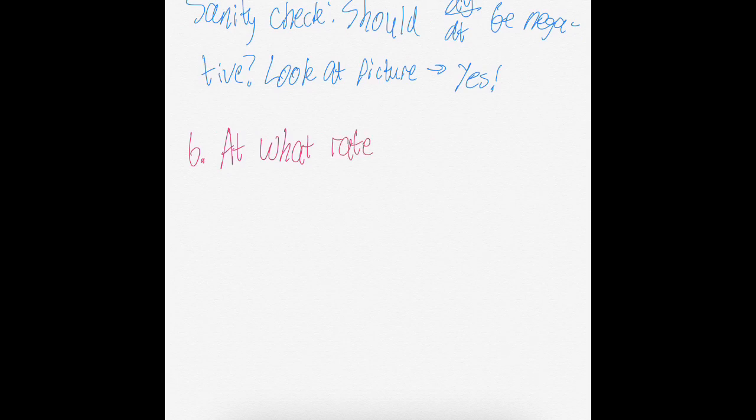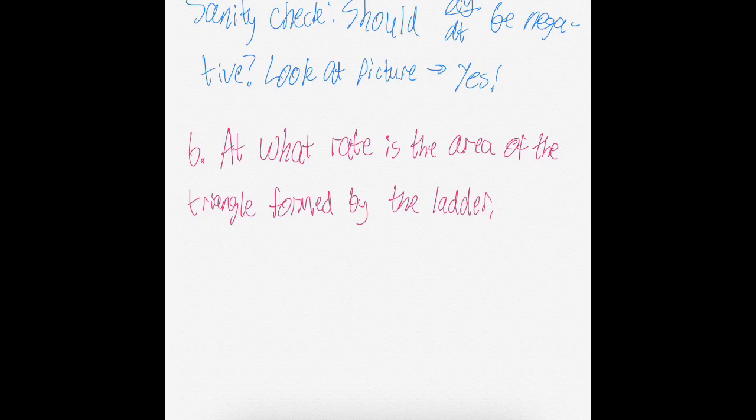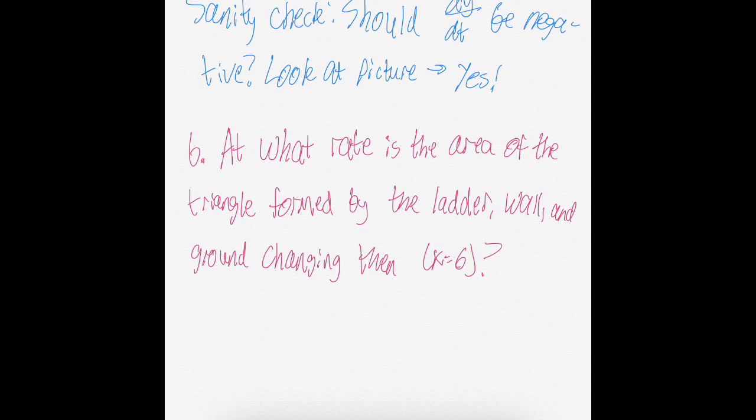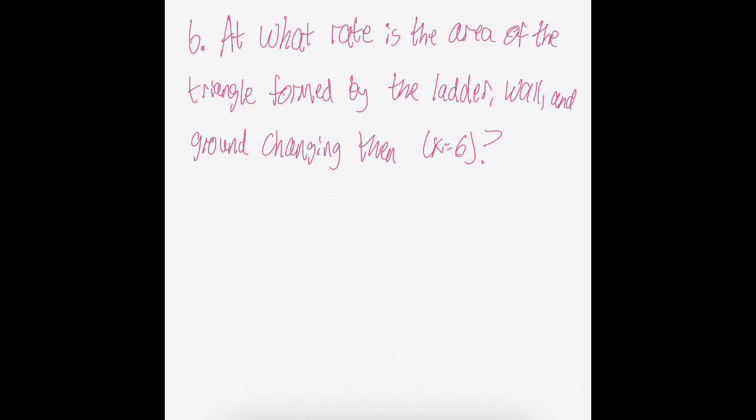All right, great stuff. So that is part A. Part B says, at what rate is the area of the triangle formed by the ladder, wall, and ground changing then? I think by then they mean at the point x equals 6. So when x equals 6. At what rate is the area of the triangle formed by the ladder, wall, and ground changing?